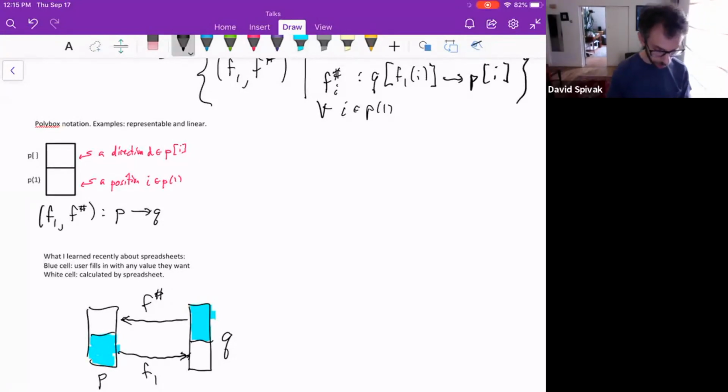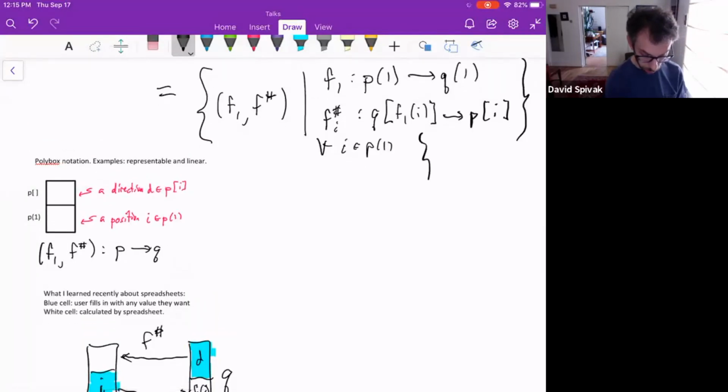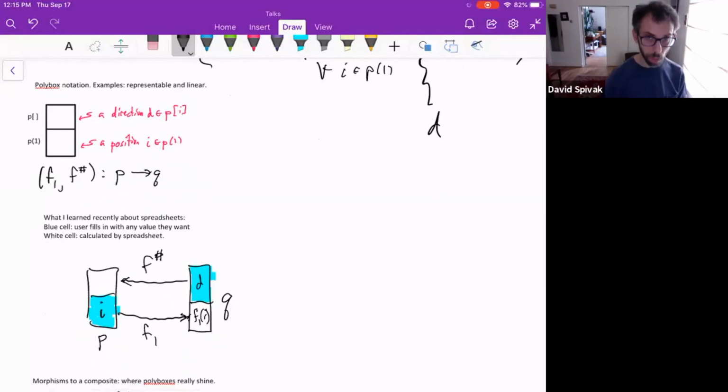So the user would come in and say, I want to understand your function, your map F of polynomials. What do I do? Well, I said, here's what you do. You fill in a position, and then I'll tell you what F1 does to it. And then you fill in a direction there, D, in Q of F1. See, we're looking back here. Someone fills in a direction D there. And then we tell them F sharp. We're allowed to use I as data of D. So that's how polybox morphisms work.